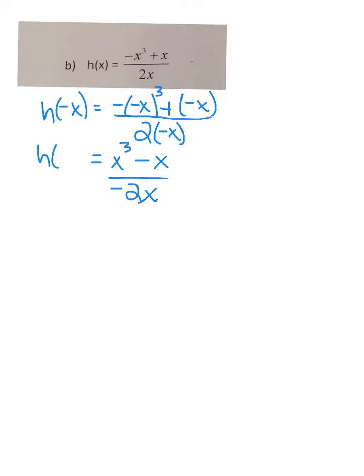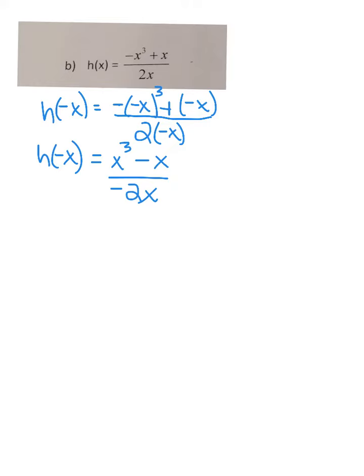Now, there's something really interesting about this. You should know that if you put this in your calculator, this is an even function. It's symmetric with respect to the y-axis. It doesn't look like it though, does it? This fraction doesn't look like this fraction. But let's take note. That's a negative x cubed, and this is a positive x cubed. This is a positive x. This is a negative x. This is a positive 2x. This is a negative 2x. Do you notice all the signs are the opposite? Very interesting, right?